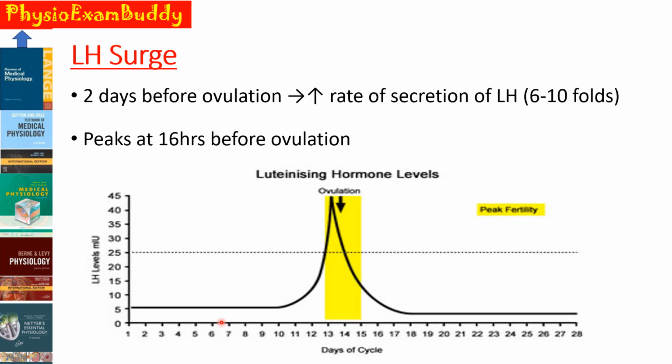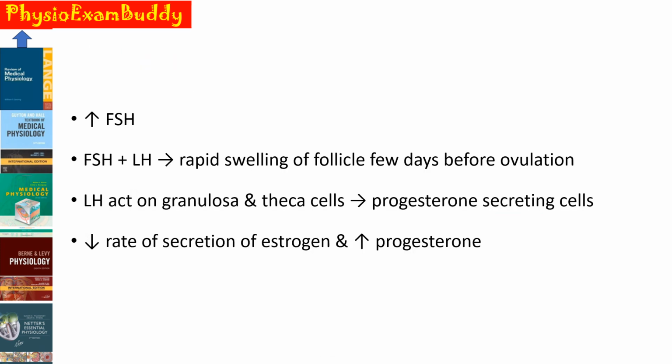What is this LH surge? So this is the monthly 28-day cycle. Day 14 is ovulation, and the surge occurs 2 days prior to ovulation. There you can see the rate of LH secretion. There is an increase in the rate of secretion of LH around 6 to 10 fold, 2 days prior to ovulation. That is known as the LH surge, and it peaks at 16 hours before ovulation. This is one of the essential phenomena, a prerequisite for ovulation to happen.